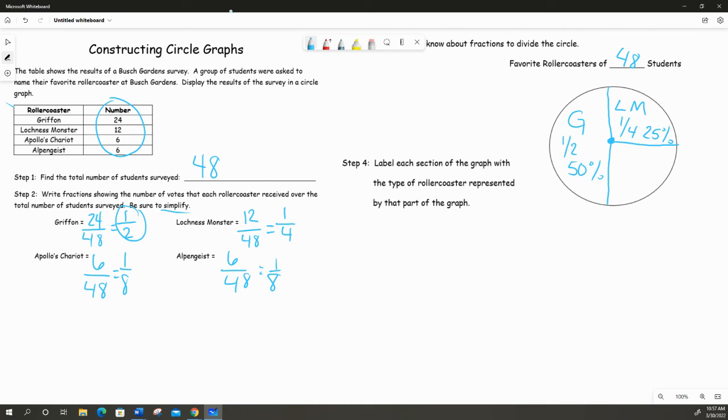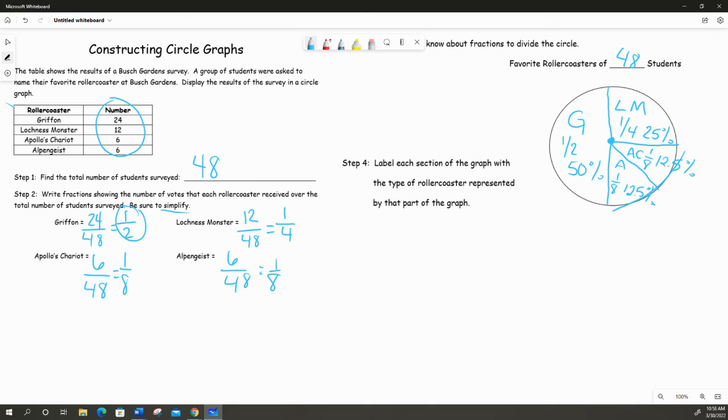Now we still have Apollo's Chariot and Alpengeist, and they're exactly the same. So this last bit that we have here, we're just going to split directly in half. When we do, we have Apollo's Chariot, which I'll label as AC, as 1/8. And again, if we were to take that 25% and divide it in two, we would end up with 12.5%. So I'll write that there. And then Alpengeist, same thing. It's represented as 1/8, and that would be 12.5% as well.